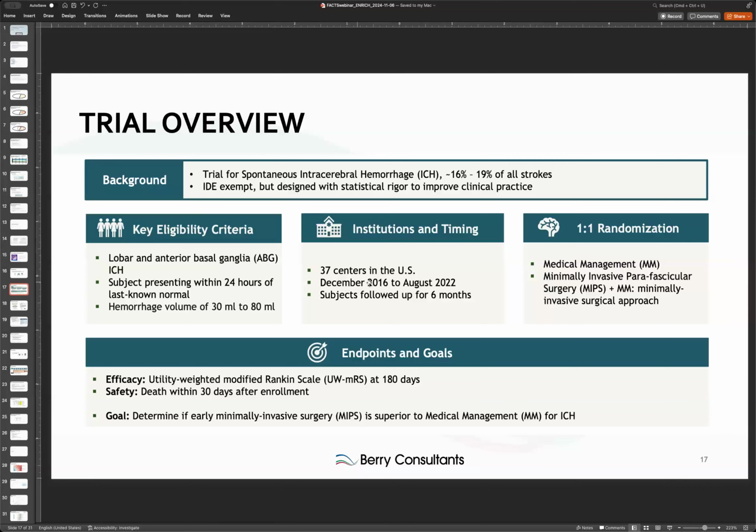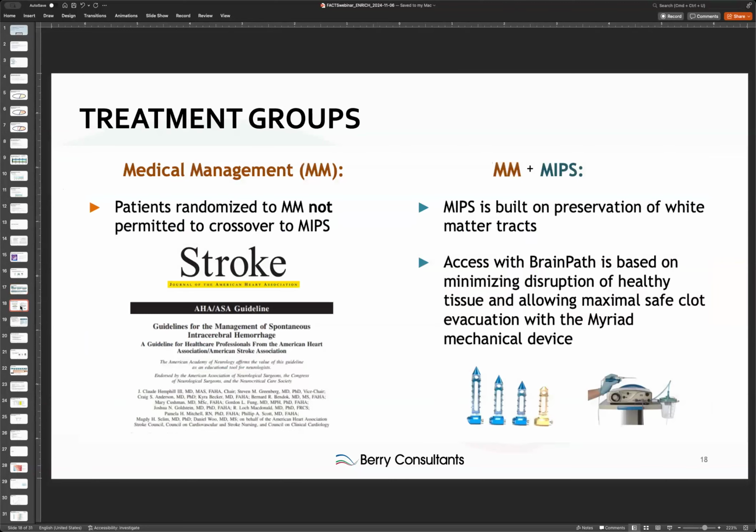The trial ran from December 2016 through August 2022, and there are two treatment groups that it looked at with one-to-one randomization: medical management, and MIPS, that surgery, plus medical management. So a little more on the treatment arm. The medical management group followed the standard guidelines, and then MIPS is this minimally invasive procedure.